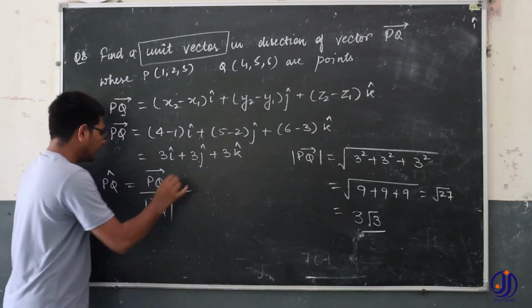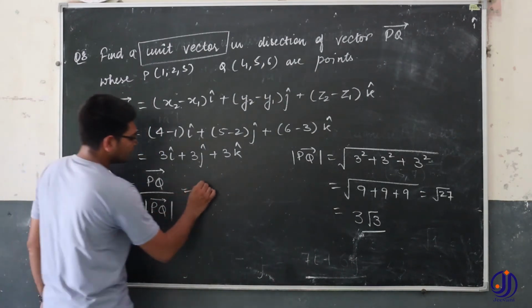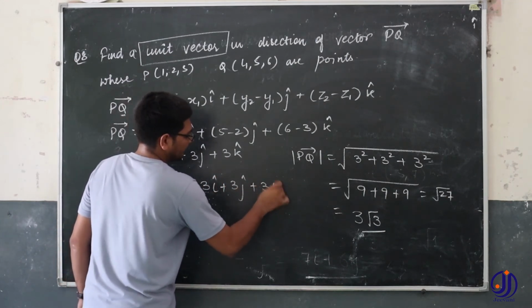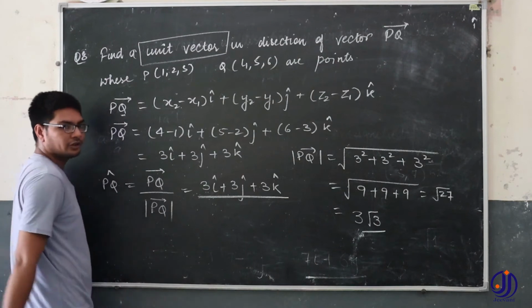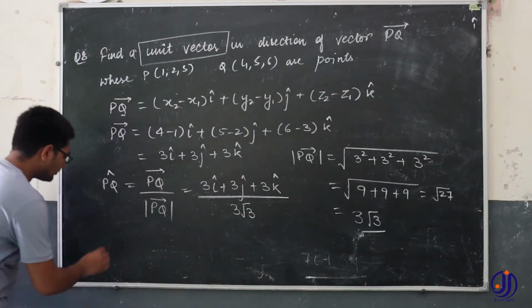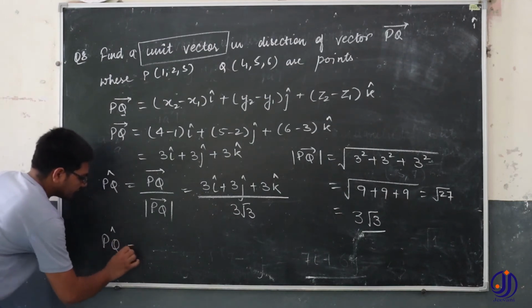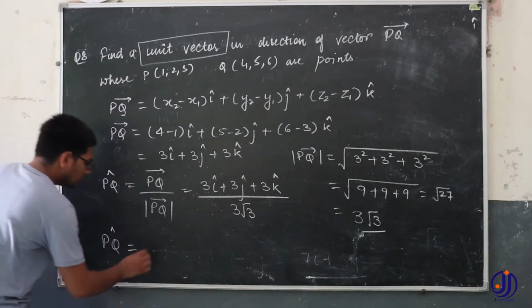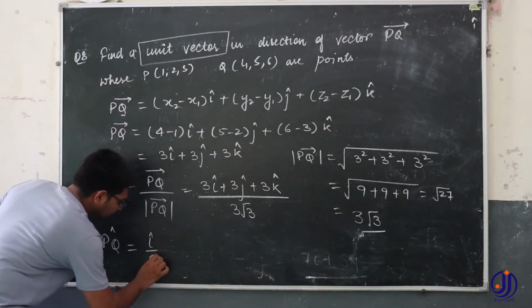Now let us calculate it. The PQ vector is 3 i cap plus 3 j cap plus 3 k cap upon its magnitude, which is 3 root 3. The PQ unit vector is given by dividing the vector by its magnitude. It will become i cap by root 3.